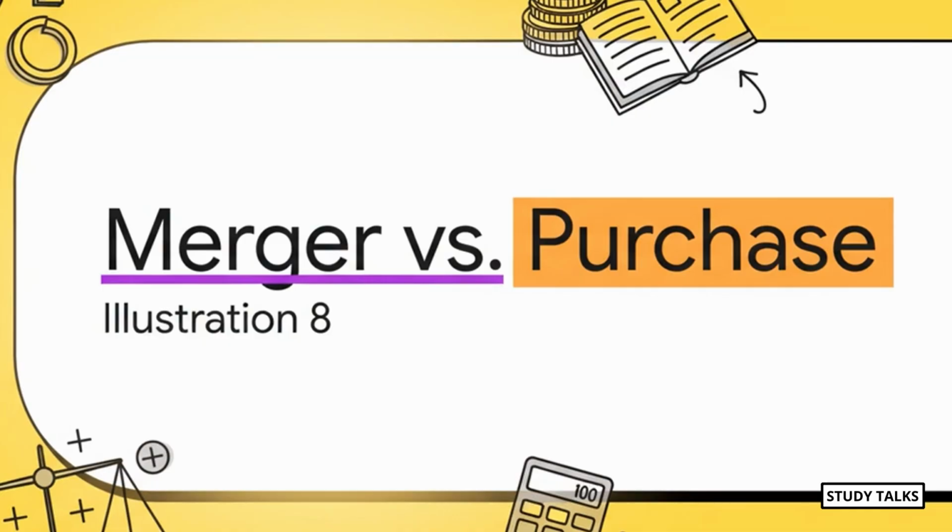Okay, let's hit pause on the practical problems for a second and talk about some really critical theory. We need to understand the difference between an amalgamation in the nature of a merger versus one in the nature of a purchase, because this one distinction changes literally everything about the accounting entries you pass.